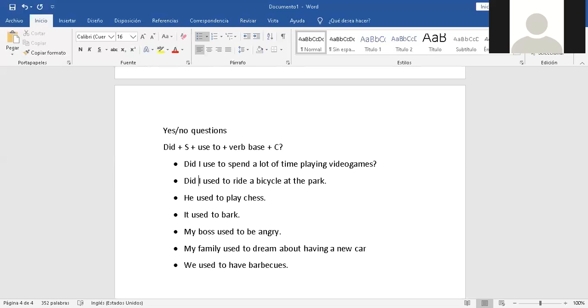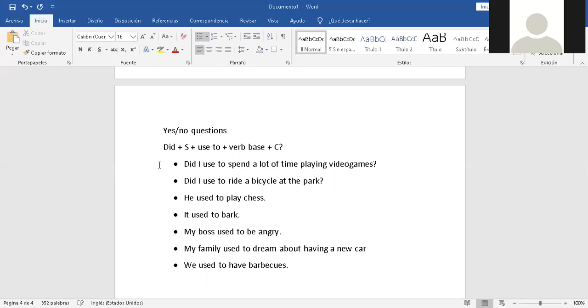Yes. Yo le daba copia a mis cheros. Ellos me daban copia en otras cosas. Okay. Nice. But how do we make this one? Ahora pasemos esta en pregunta. Esta justamente que tenemos acá. It was a great example. Did I used to ride a bicycle at the park? Nice. And the question mark at the end.